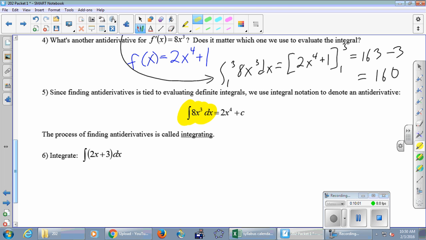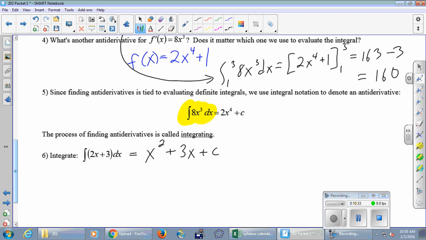Okay, the process of finding antiderivatives is called integrating. So in number 6, let us integrate the integral of 2x plus 3 dx. So just thinking about derivatives, but backwards. Where did 2x come from? x squared. Plus, where did 3 come from? 3x. This symbol involves writing that plus c every single time. Plus c makes it the most general antiderivative we can write, and we're done.